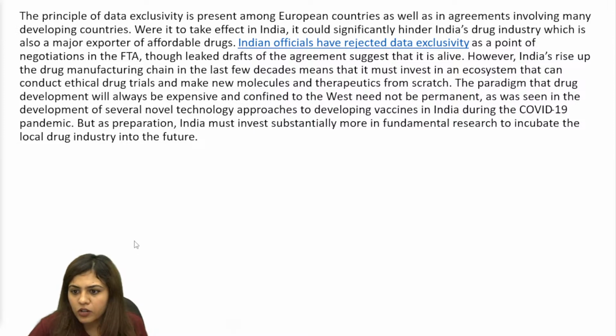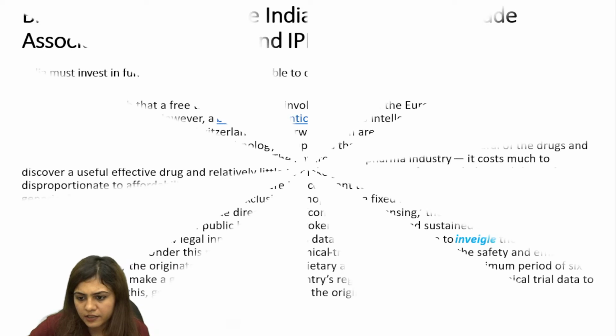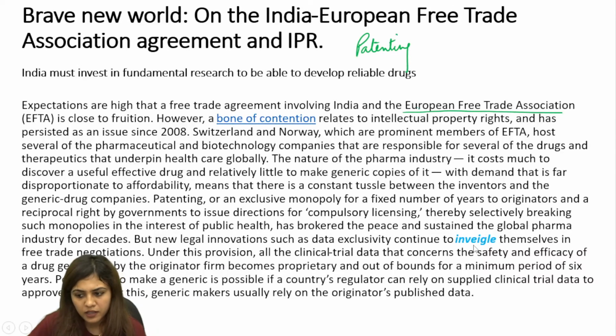ठीक है? Also, you must have seen that I have highlighted this word here, inveigle। Does anybody know the meaning of inveigle?